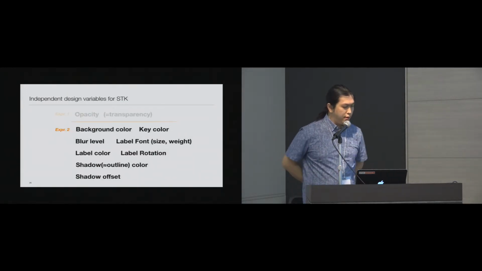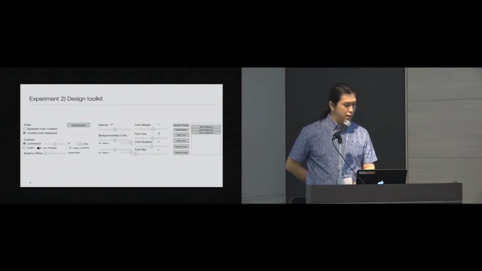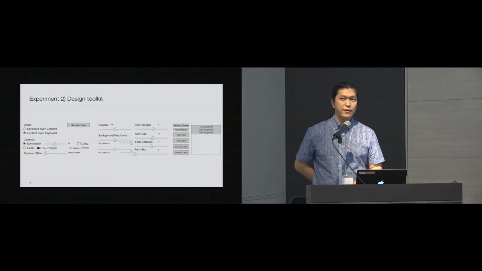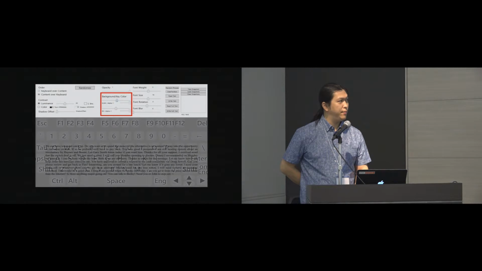Okay, this is the second study. We explored more of the design space. And this is the design toolkit, which has a lot of control knobs for controlling the brightness of the key and the background.